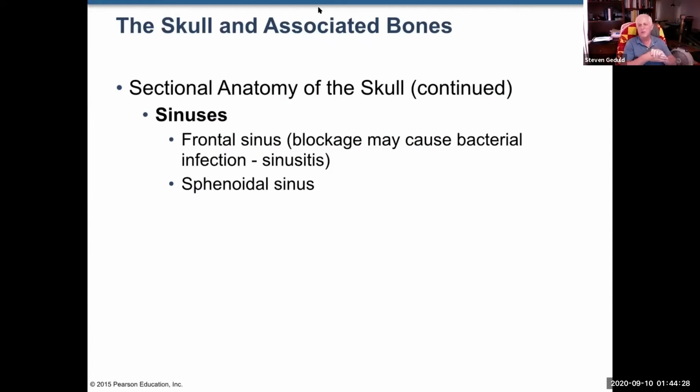Sinuses, okay? Sinuses are really important because they create a lightweight structure for the skull. If the skull was solid bone, you'd have a hard time balancing that. You have several different types of sinuses. A frontal sinus is right behind the nasal bone, and blockage can cause bacterial infection, sinusitis. Patients come in my office, in emergency rooms, and they'll have sinusitis. Sinusitis is extremely difficult to treat.